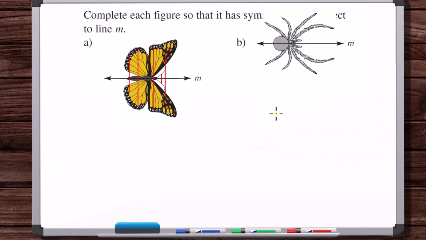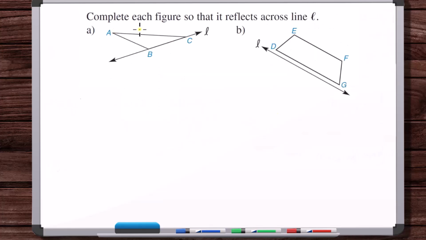There we go, like that. Okay, complete each figure so that it reflects across line L. This is a little bit different because we don't have a horizontal or vertical line. And additionally, in this case, this figure is offset a bit from the line.